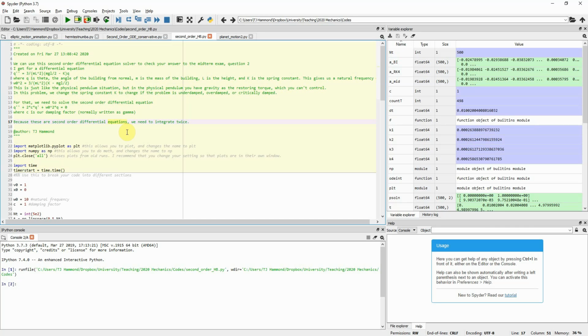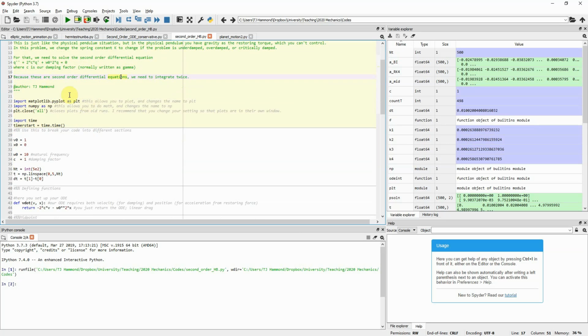Okay, this one will be an underdamped or damped harmonic oscillator system, as we just saw in the midterm 2 question 2 for a building undergoing an earthquake. I suggest that you read this preamble so that you can see what we're trying to solve here, but I think I'll also go through this in the slides.